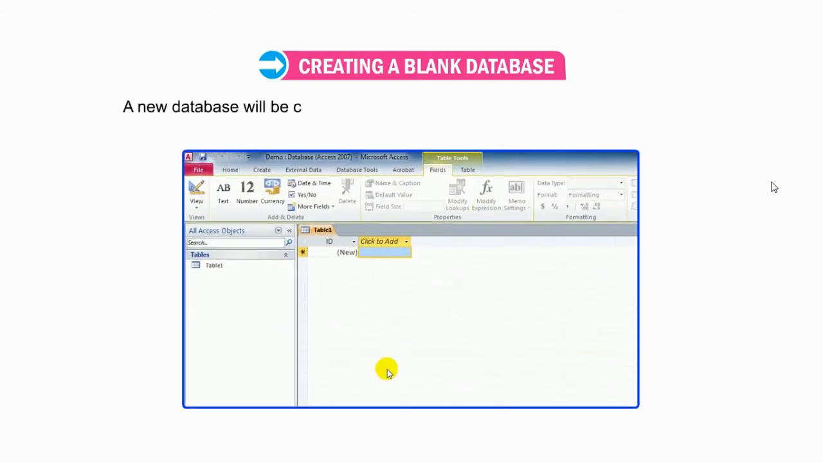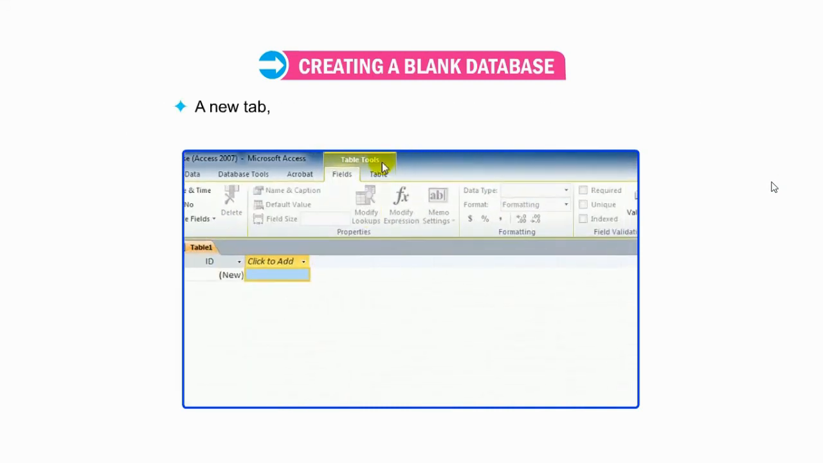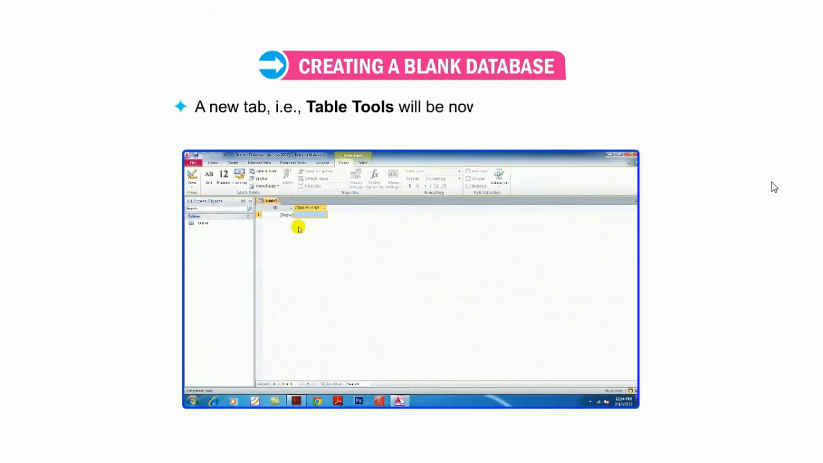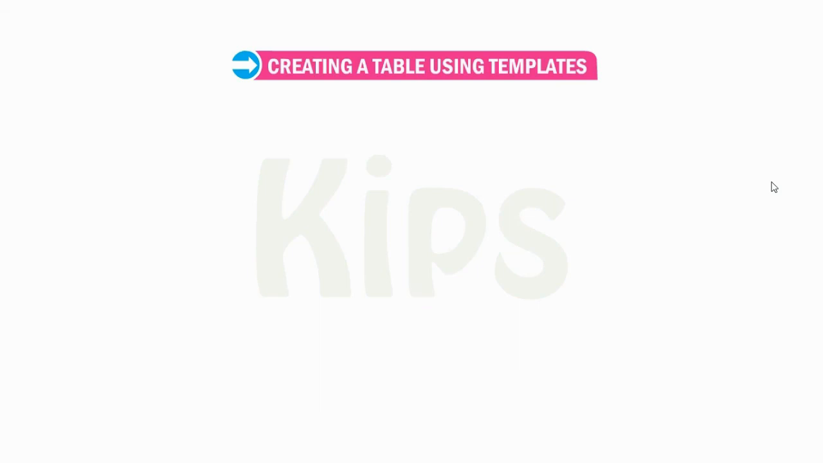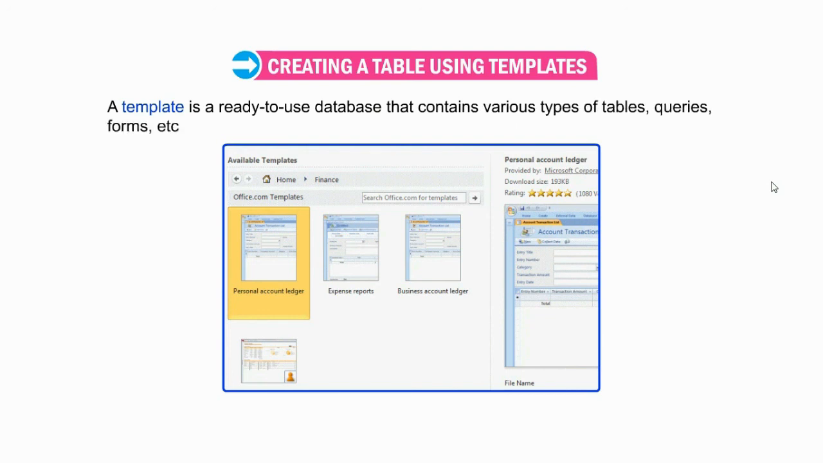A new database will be created along with an empty table named Table 1 displayed. A new tab, Table Tools, will now be visible on the title bar. Creating a table using templates. One of the easiest ways to create a table is to use a template. A template is a ready-to-use database that contains various types of tables, queries, forms, etc. needed to perform a specific task.